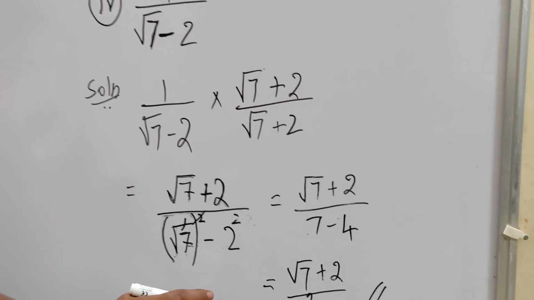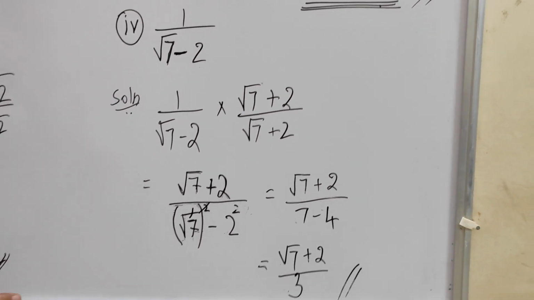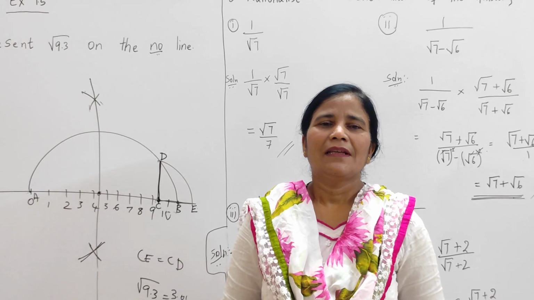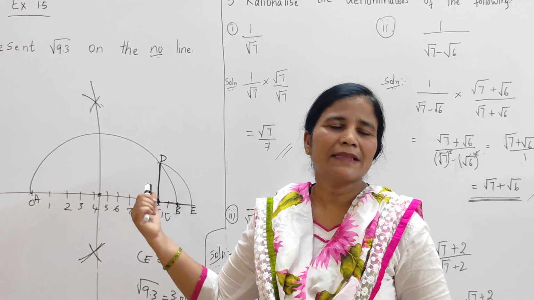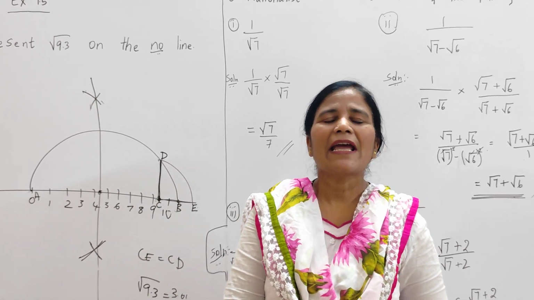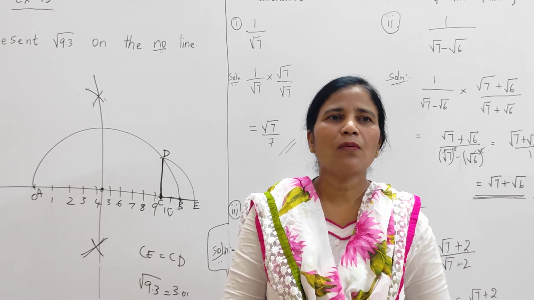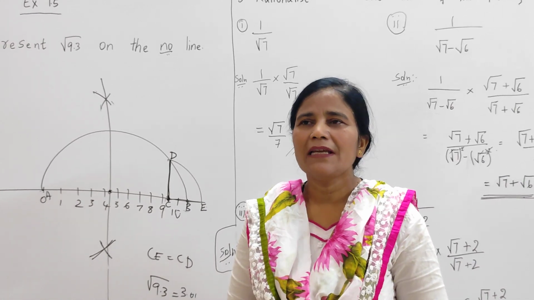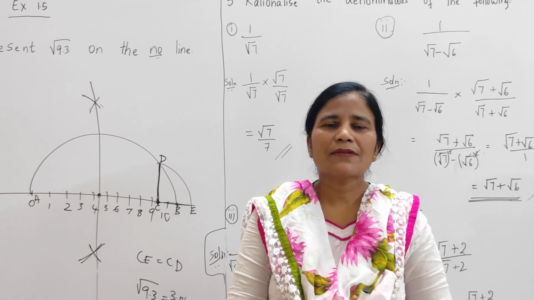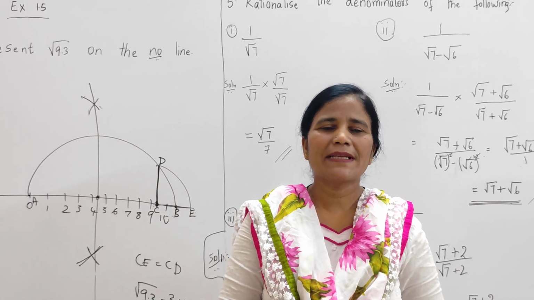So this is how you will do the rationalization of the denominators. So this is how we completed the exercise 1.5, and I hope you understood by now how to rationalize the denominator. So in the next video we will be discussing 1.6.